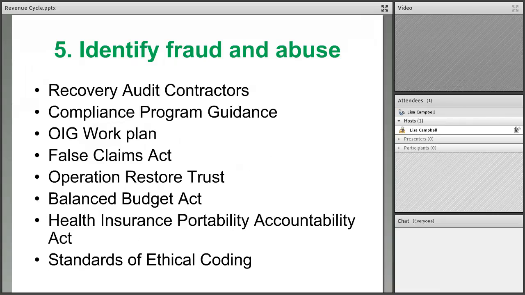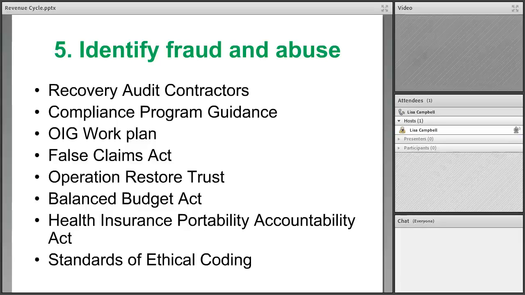Task number 5 for revenue cycle is to identify fraud and abuse. There are several laws and regulations that have been enacted to combat healthcare fraud and abuse. It's very important that you know what they are. So I've listed here some of the most common ones. Let's just talk about a few.